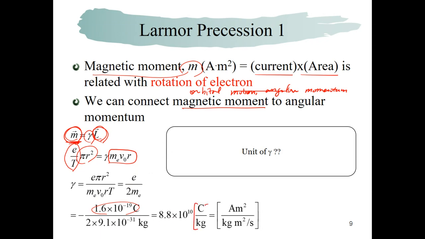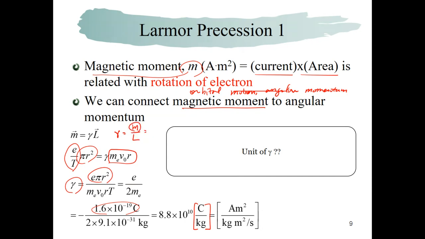And please take a look. The unit of gamma here is coulomb divided by kilogram. And from the definition of gamma here, okay, gamma is L over M.